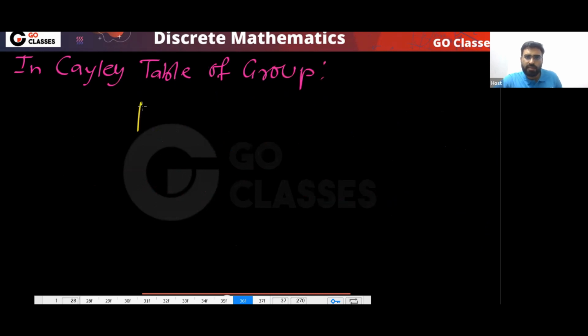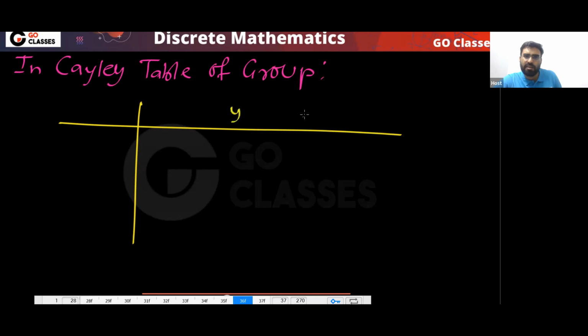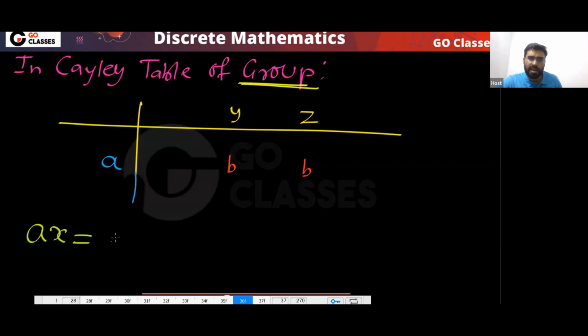Notice that in the Cayley table of a group, is it possible, for example, let's assume you have some y here, and some z here, is it possible that you can have b here and b here? This is not possible, because remember, you already know that ax equal to b has a unique solution, right?